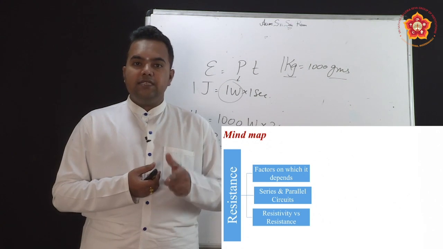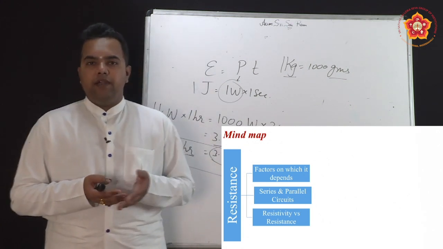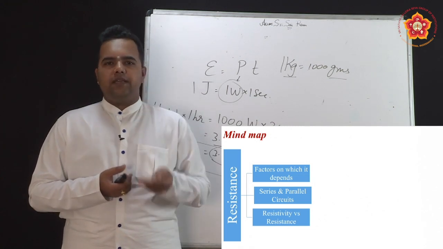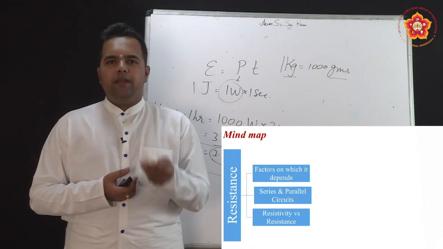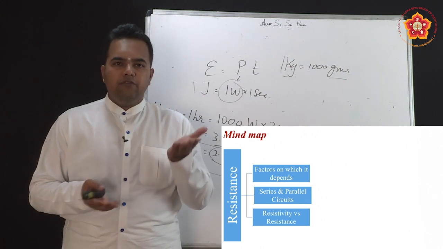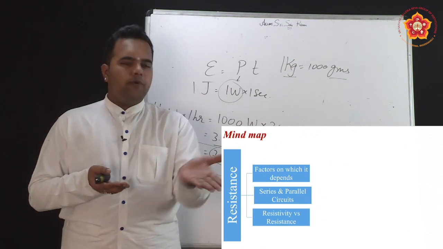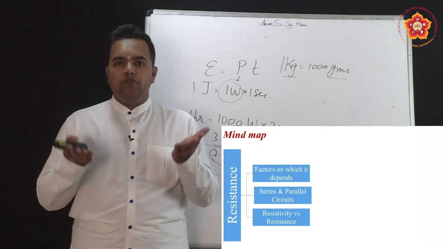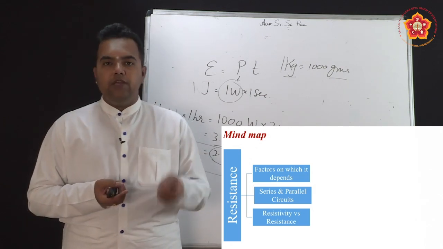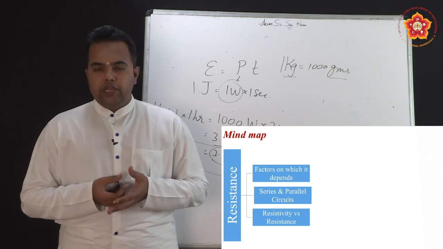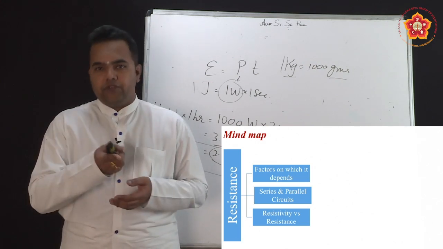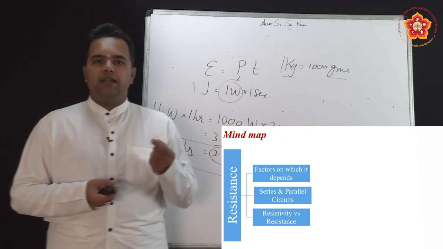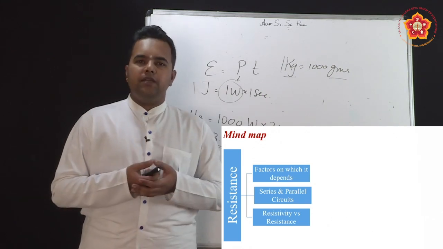But resistance is different. Suppose I have 10 meters of copper wire and I have a small copper piece, a copper blade, in my hand. I know this copper conducts, and the 10-meter long copper wire also conducts. So for both of them, the resistivity value is the same. But if we calculate the resistance, the resistance of the 10 meters of copper wire is more and the resistance of the small blade of copper is less.